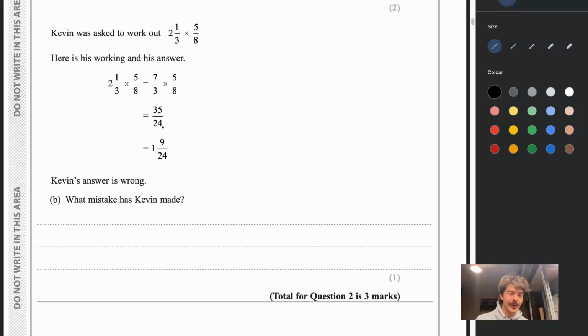Oh yeah, lo and behold, he has gone from this step to this step incorrectly. Notice that if you took 24 away from 35, you'd in fact be left with 11 over 24. So what mistake did he make? He couldn't take away 24 from 35 correctly.